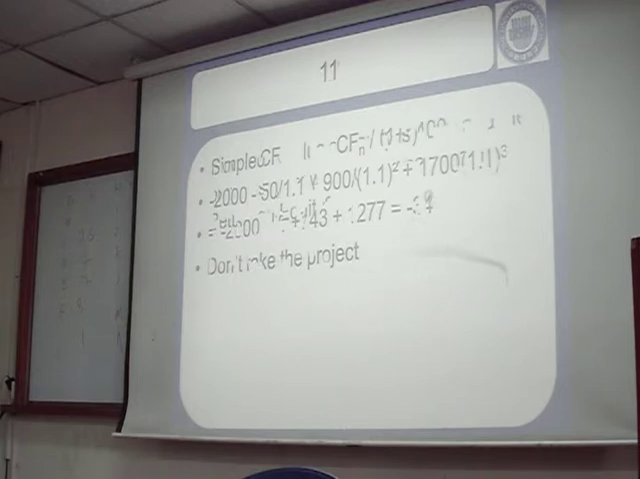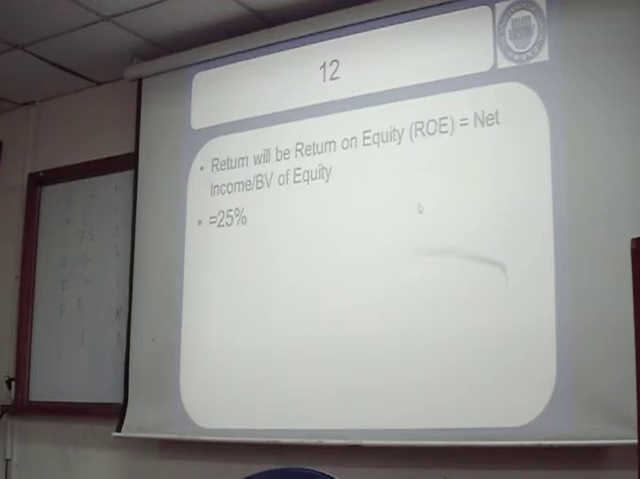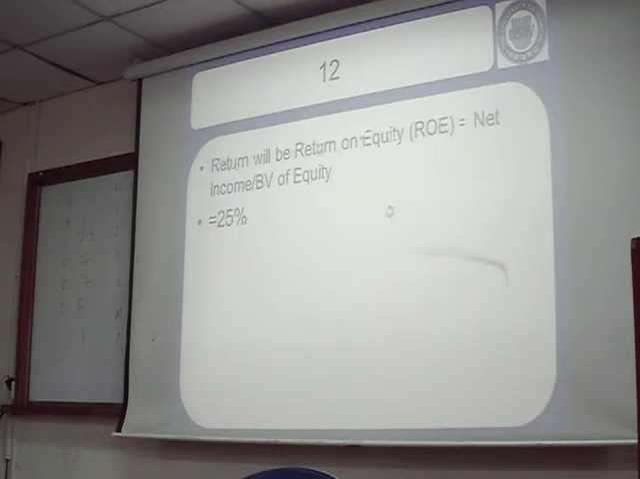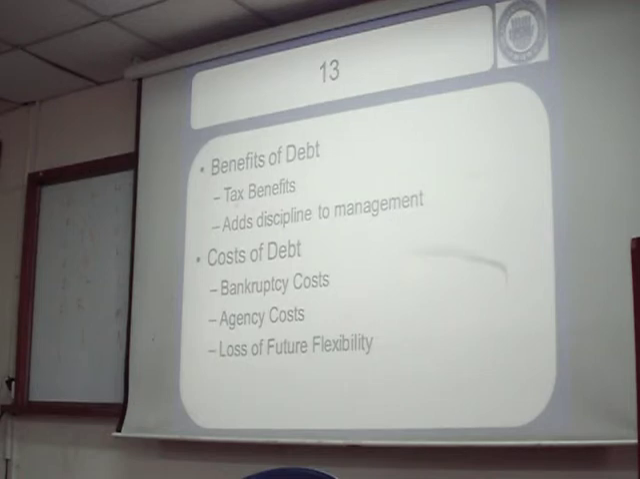Minus 24. Question 12. Net income over the book value of equity is 25%. Okay? Profit is net income. 1 over 4, 25%. The last question, tax benefit of debt, just like depreciation, we can get a tax benefit.